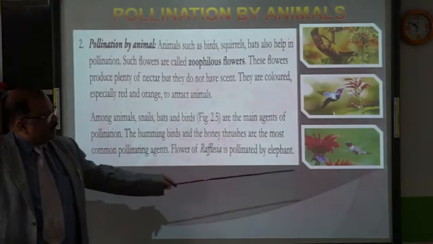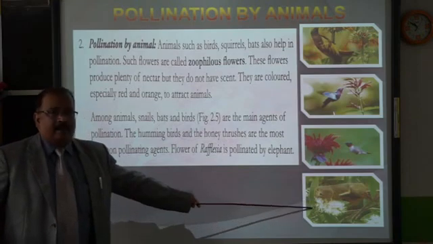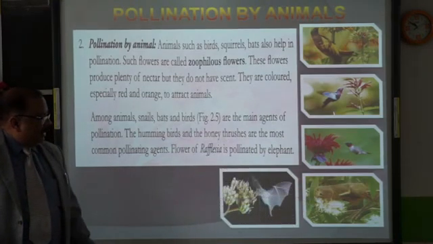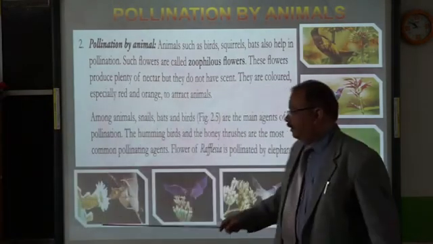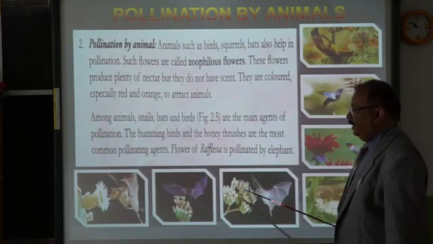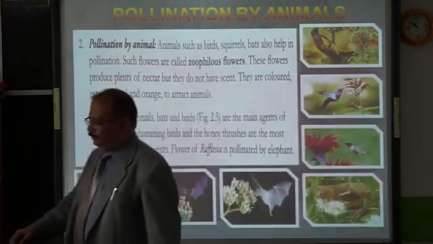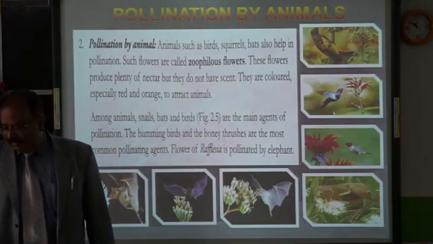So these are the hummingbird you can see in the picture, and this is a squirrel helping in pollination. And the rest three are there. You can see these are the bats. Okay, these are mammals. They also help in pollination. So this was all about pollination by animals.